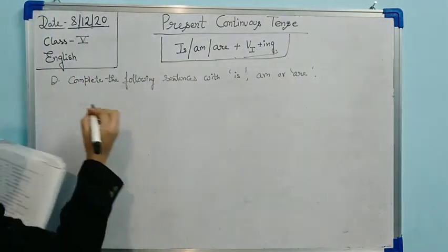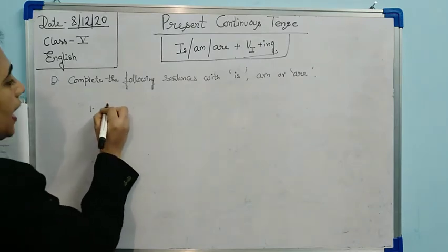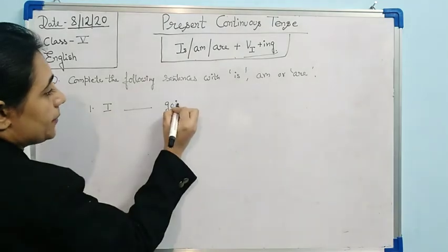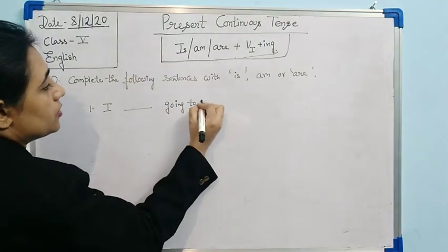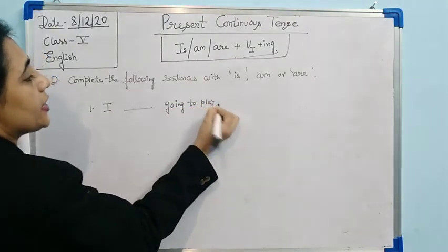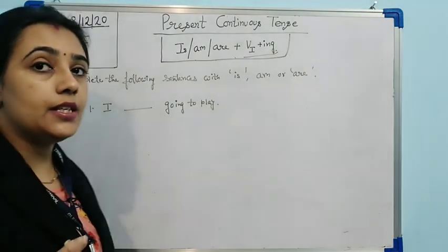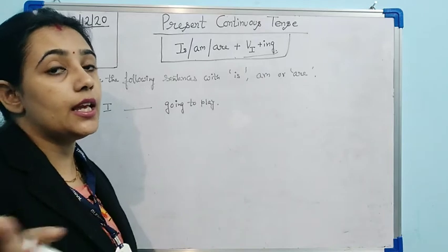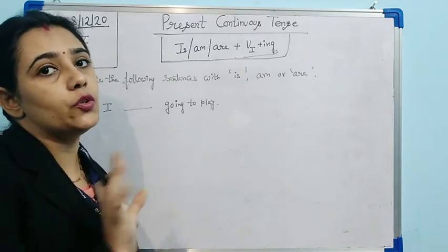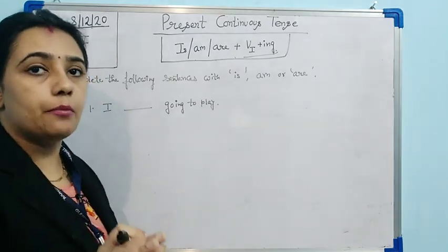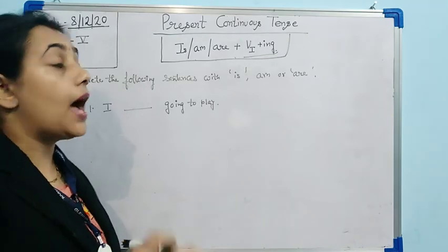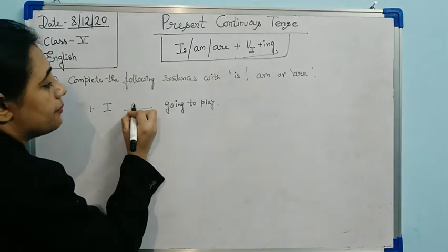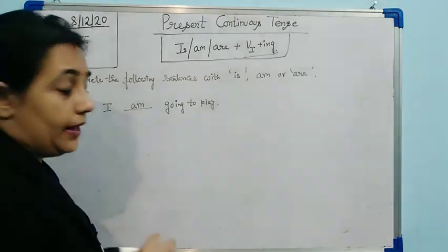Okay. So, first sentence: I dash going to play. It's very easy. I is given, that means am will be there. Nothing else. You can close your eyes and write I am. Always I am. Am is always used with I. So, I am going to play.